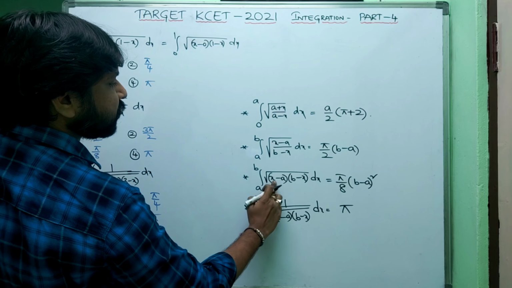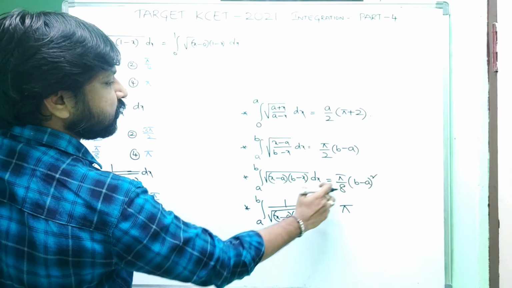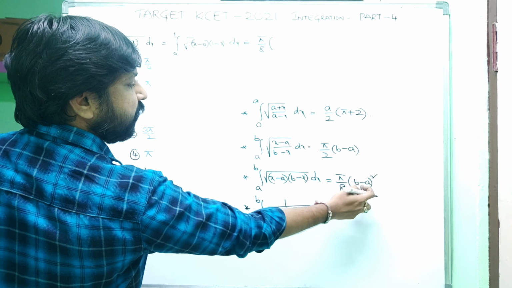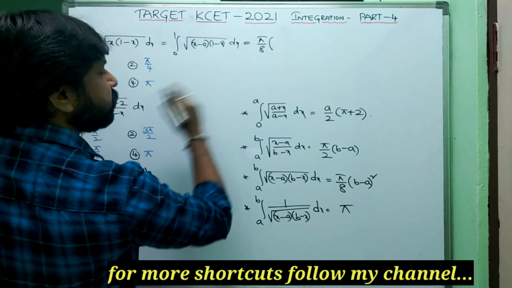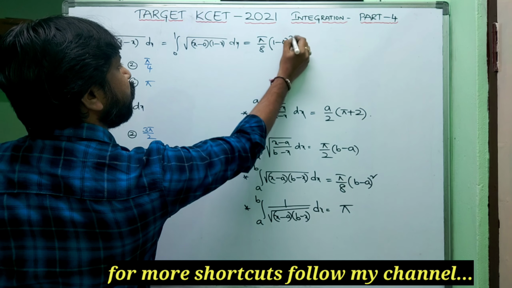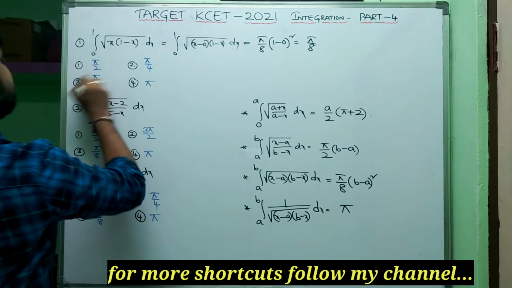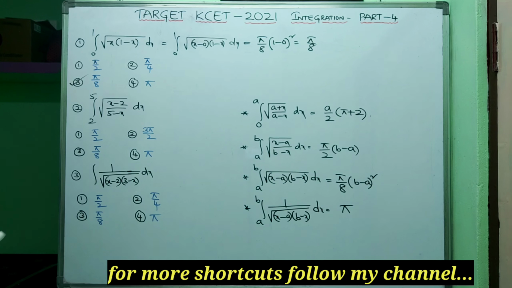The integral from a to b of root of (x minus 0) into (1 minus x) dx means pi by 8 into (upper limit minus lower limit) whole square. Upper limit minus lower limit means (1 minus 0) whole square. That is 1 minus 0, which is 1, and 1 square is nothing but 1. Pi by 8 is your answer. That's what, the third option is the correct answer. Let us move to the second question.